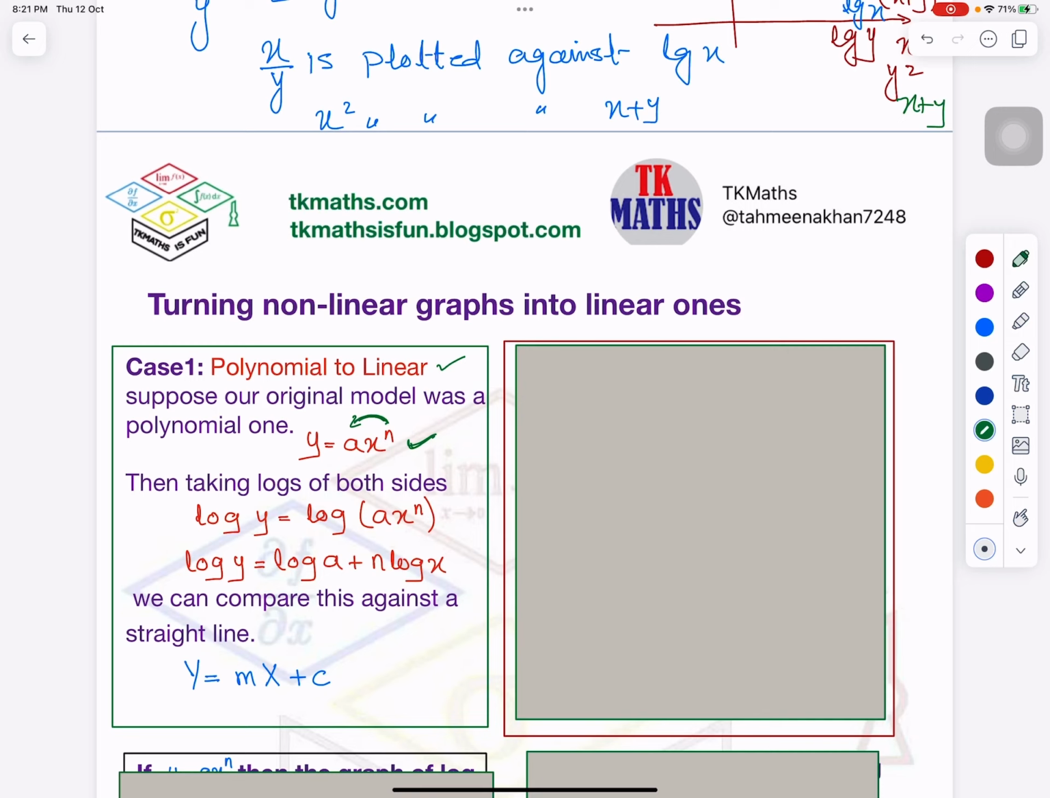The prerequisite of this chapter is the understanding of the log and exponential concept. I have made videos on that also. The link will be in the description, so you can see that.